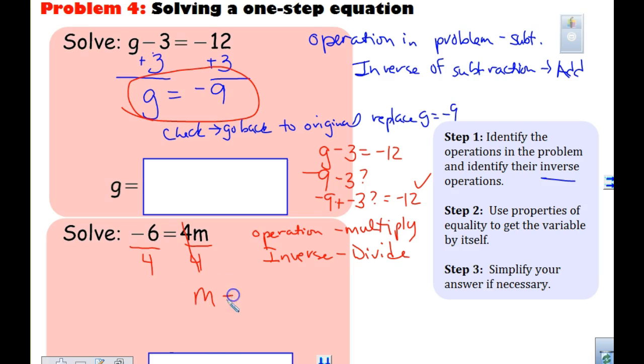4 over 4 on this side leaves us just with m. I like putting my equal sign behind the variable, so I put m equals, and I have negative 6 over 4. If you leave negative 6 over 4, I have to take off a point. This can be simplified to negative 3 over 2. Someone asked, can I write it as negative 1.5 or as a mixed number? Yes, I would take that as an answer. I would also take negative 1.5. But if you leave it as negative 6 over 4, you're going to lose a point on that, okay?